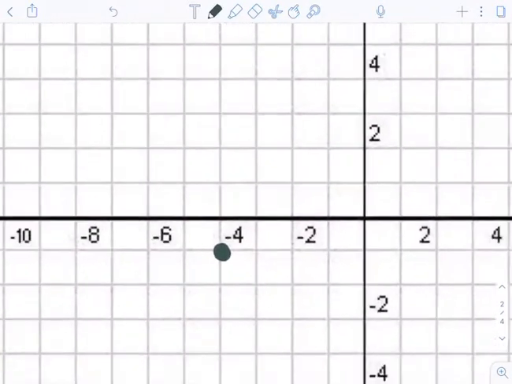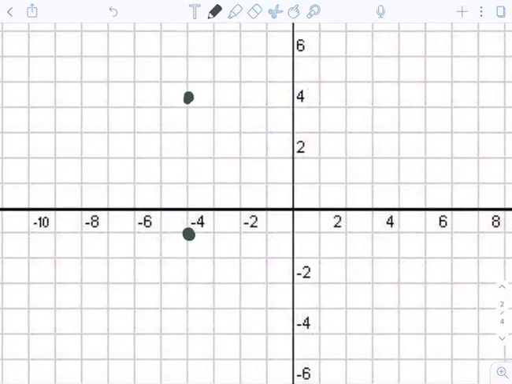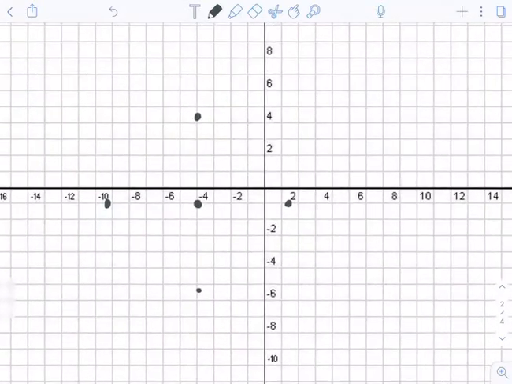Okay, so I'm going to go up 1, 2, 3, 4, 5, and then I'm going to go a little bit past that. So somewhere over here, and I'm going to do the same thing down. 1, 2, 3, 4, 5, and I'm going to go a little bit past it. Same thing to the right. 1, 2, 3, 4, 5, a little bit past it. And I'm going to go 1, 2, 3, 4, 5, a little bit past it to the left. And I'm going to draw my circle through.